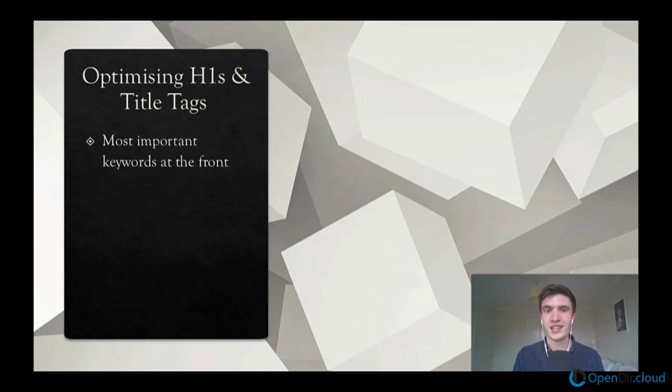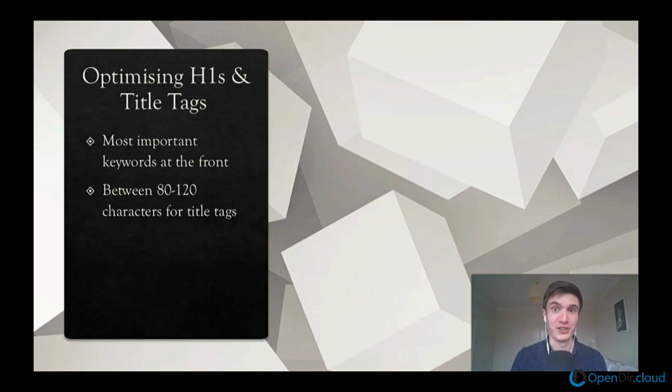So how can we do this? It's important to have the most important keywords at the front of the title tag and the H1. So the things or the keywords you are looking to target on that particular page. It's also really important that the title tags are between 80 to 120 characters. Reason for this, if they're too long, Google's just going to cut them off so you can't really see them anyway. Too short, you're not making the most of this really important real estate.